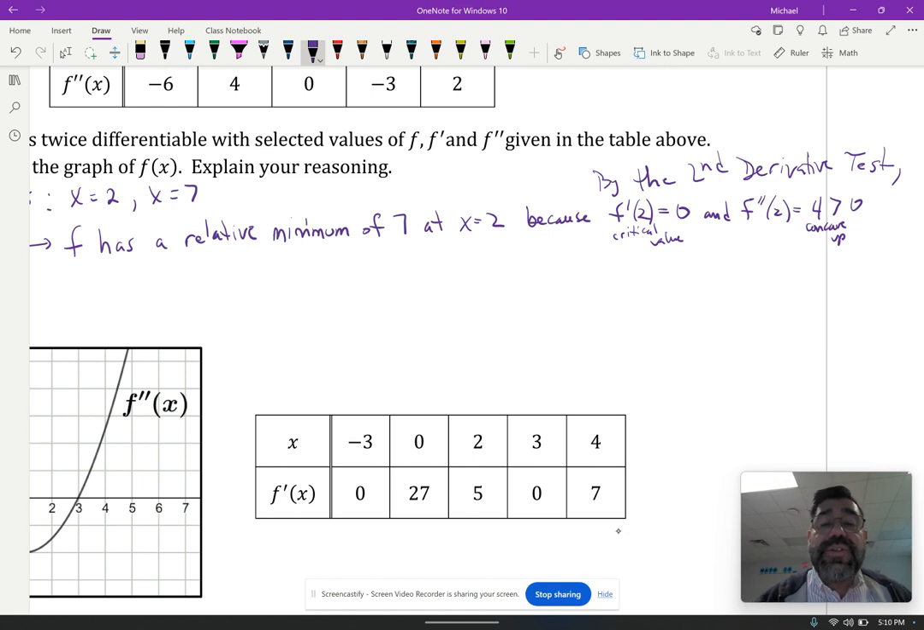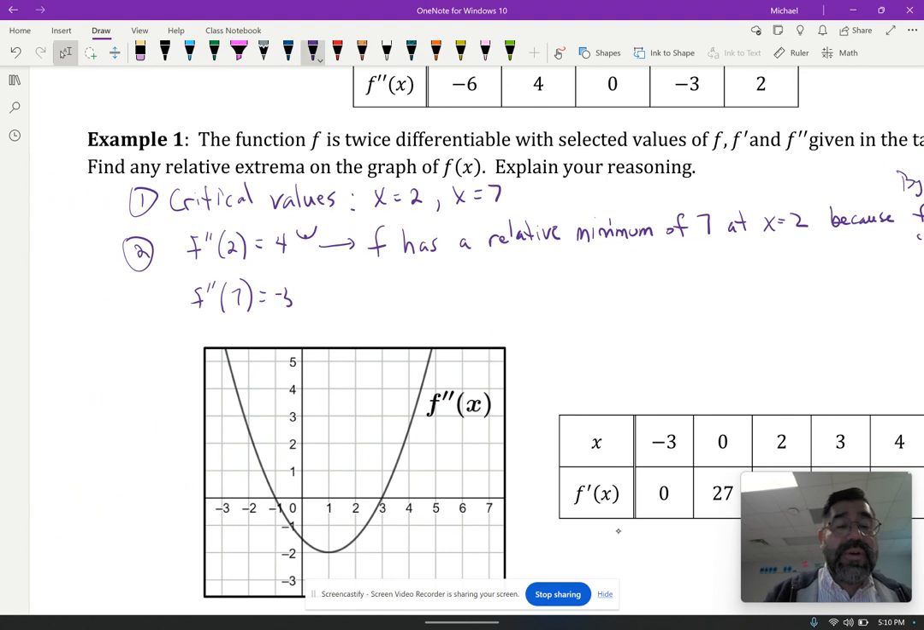Now, how do I know that's true? Oh, by the second derivative test. Because f prime of 2 is equal to 0, I know that 2 is a critical value, and the second derivative at 2 is positive 4, and I know that it's concave up.